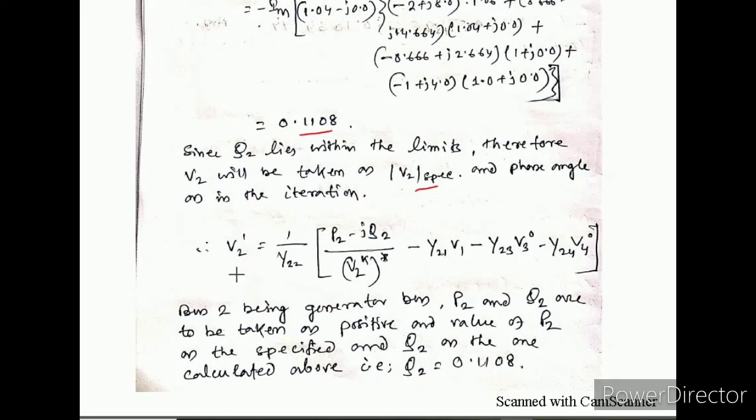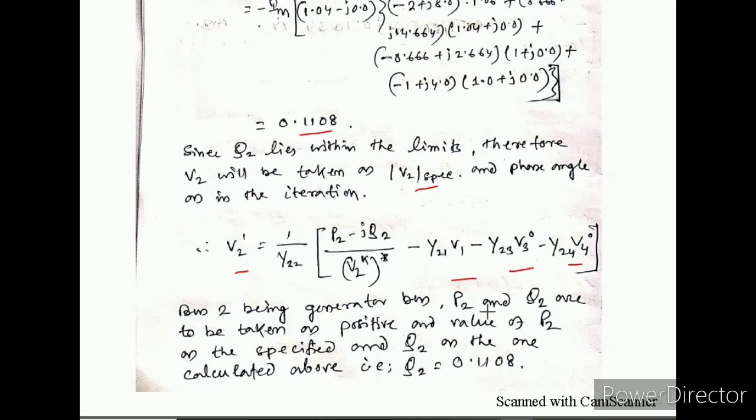Now v2 to the power 1, as per the Gauss-Seidel equation, will be 1 by y22 multiplied with p2 minus jq2 by v2 to the power k conjugate, minus y21 into v1, minus y23 into v3 to the power 0, minus y24 into v4 to the power 0. This is as per the Gauss-Seidel load flow equation.